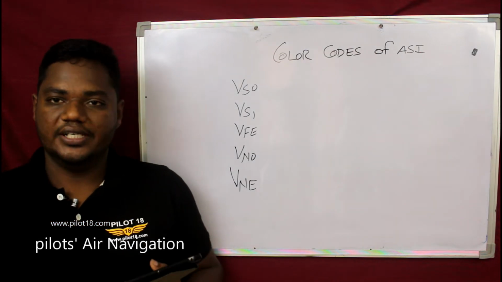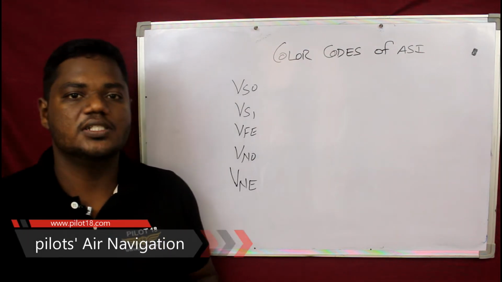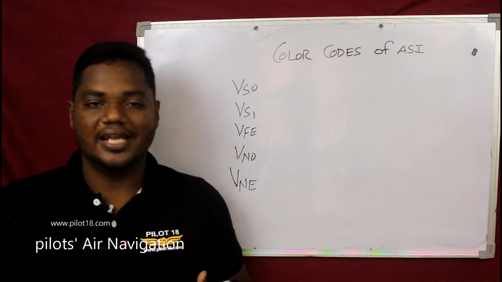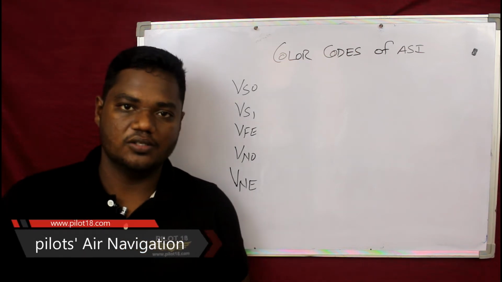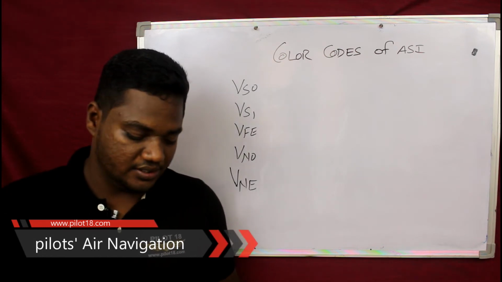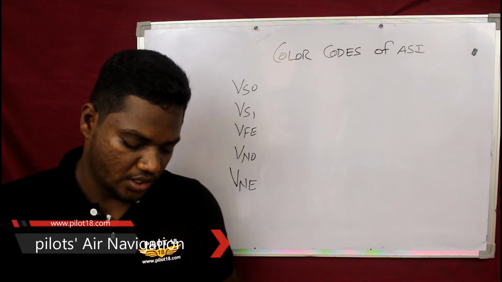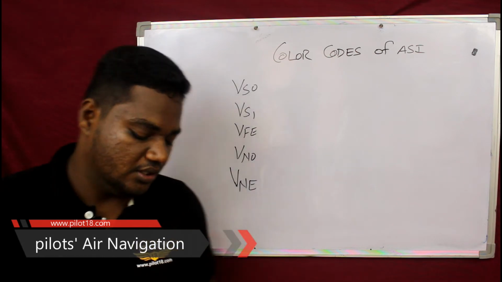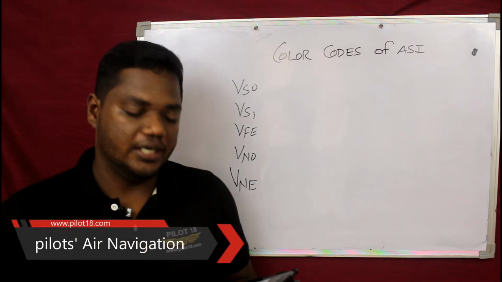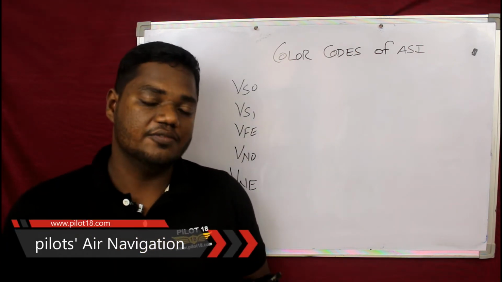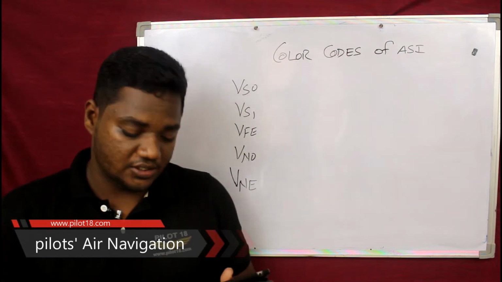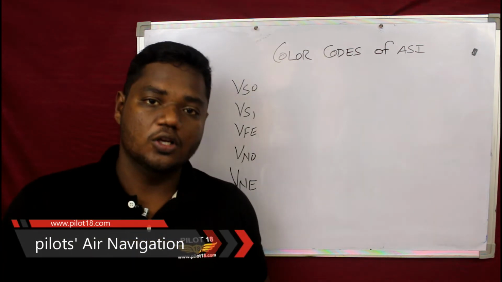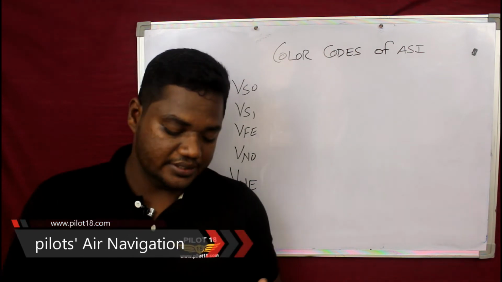So now let's read about color codes or color markings which are marked on the airspeed indicator. The airspeed indicator is marked with some colored arcs which indicate certain values or limits. Okay, let's see one by one. So we have white markings which run from 40 knots to 85 knots. The white arc has a lower and upper limit. The lower limit is the one which starts with the lowest speed. So the lower end of the white arc is 40 knots and the upper end of the white arc is 85 knots.